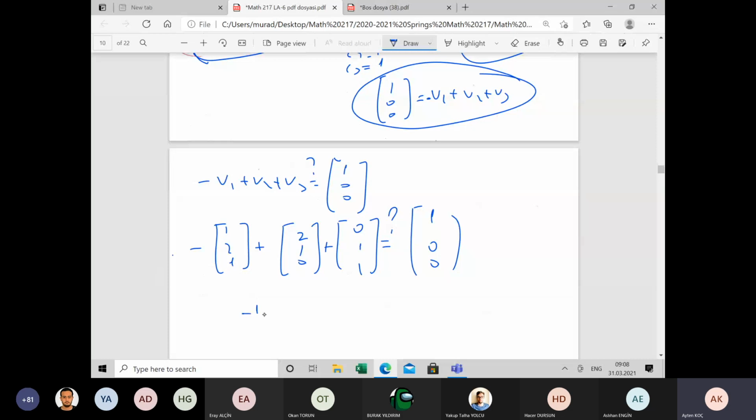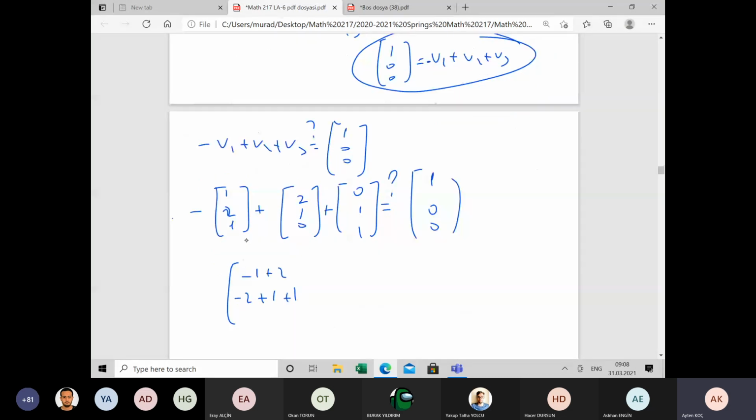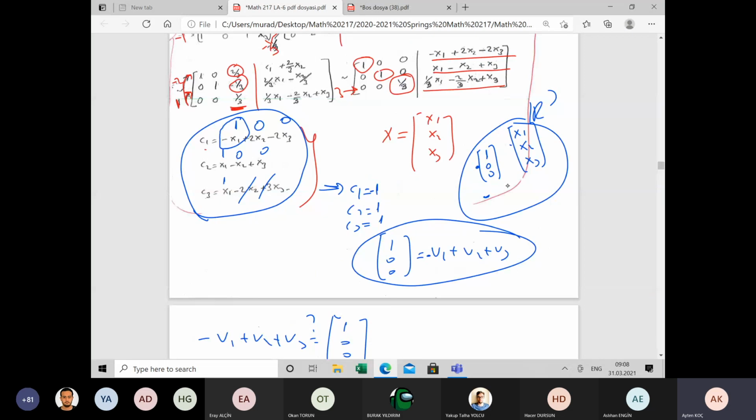Look at this one: minus 1 plus 2, the first row. The second row, minus 2 plus 1 plus 1. This one gives 1, 0, 0. Yes, it's okay. But it is easy to see that, write another one, for example, this one, 0, 2, 0. So right here, substitute this one.